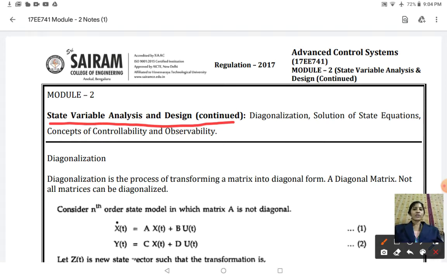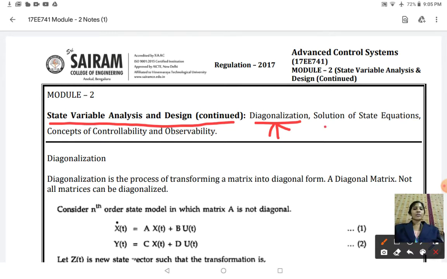In this module we are going to see the continuation of that. Under this module we are going to see what is meant by diagonalization, and how to obtain the diagonalization. Diagonalization is nothing but transforming the matrix into a diagonal form, and moreover, not all matrices can be converted to a diagonal form.